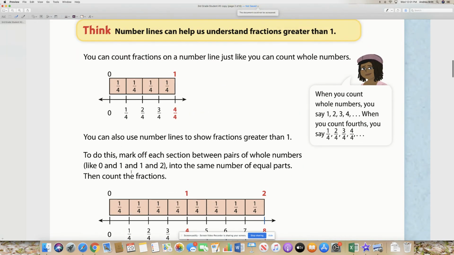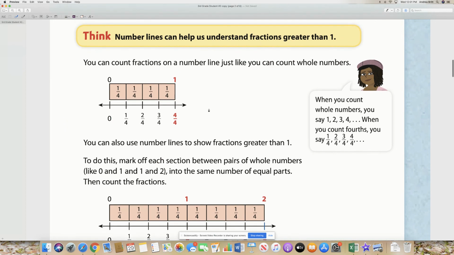Number lines can help us understand fractions greater than 1 as well. So we talked about this in the video yesterday. You can have what's called fractions greater than 1.